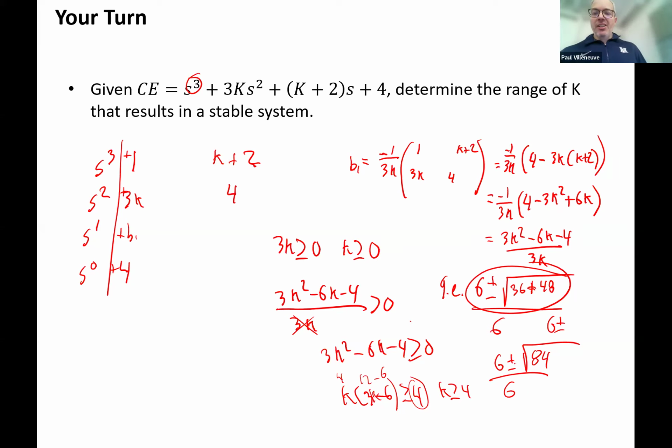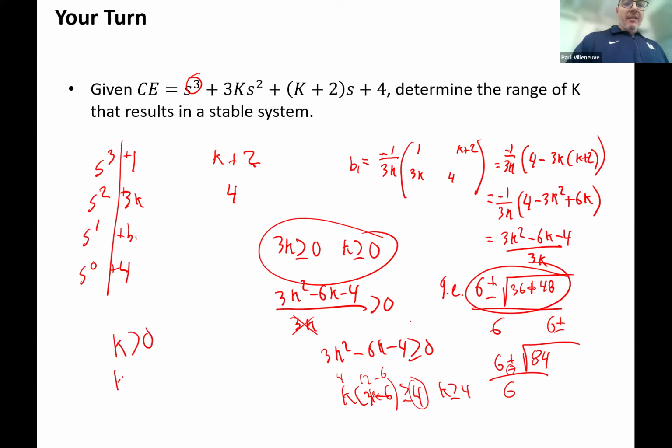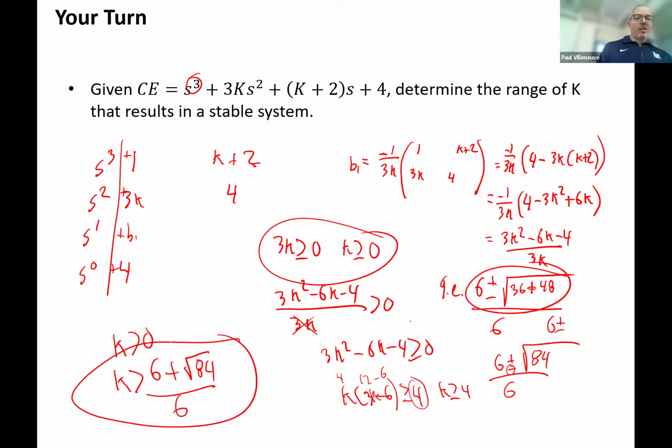So we know that we can't subtract the negative. Why not? Because K has to be greater than or equal to 0. So the only thing that it can be is K has to be greater than 0 for here, but also K has to be greater than 6 plus the square root of 84 all over 6. So this is the limiting one. So as long as K is greater than that, which is going to be greater than 4, right? So that's why this technique here doesn't work for us because of the inequality.